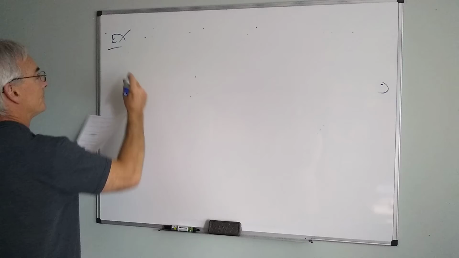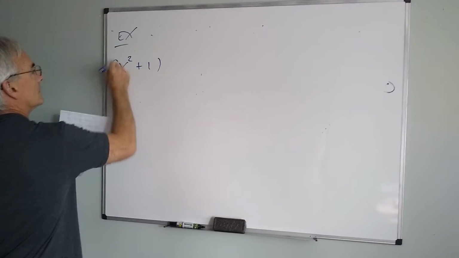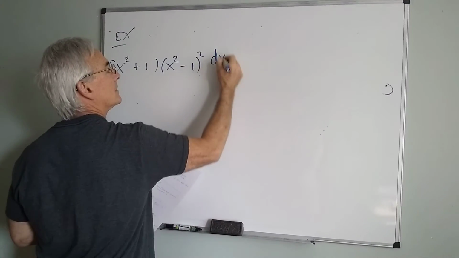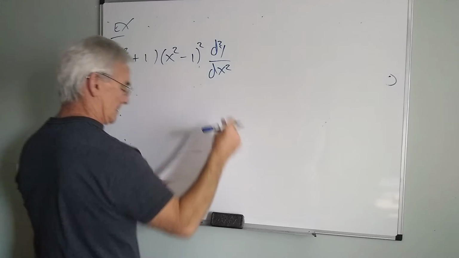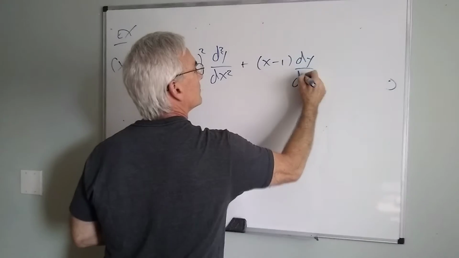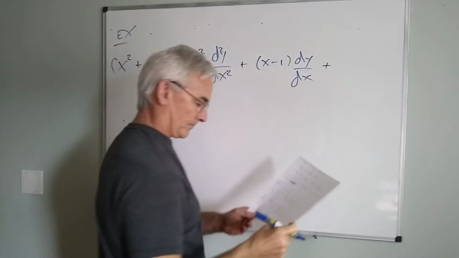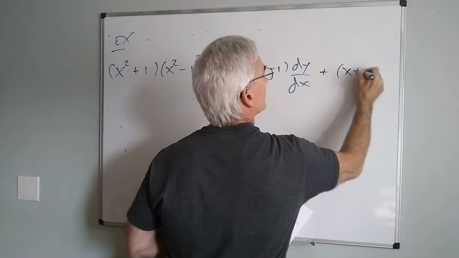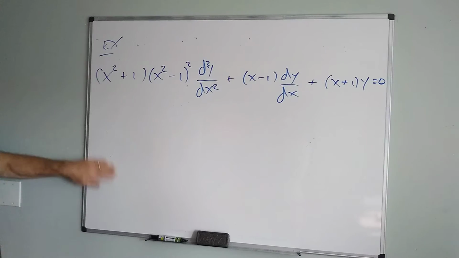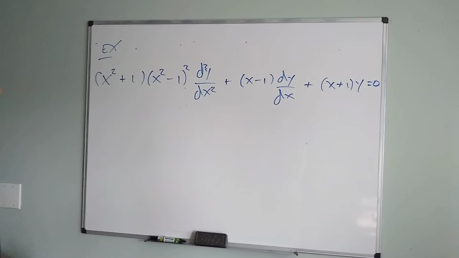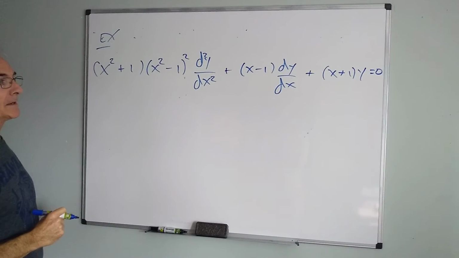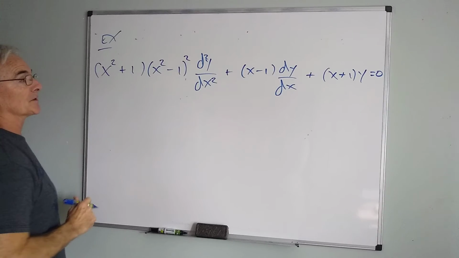Let's try x squared plus 1, x squared minus 1 squared. No, but here you say, well, x squared plus 1 is never 0. Well, actually, it is at plus or minus i. So plus or minus i and plus or minus 1 would all be singular points. We just have to figure out regular versus irregular.